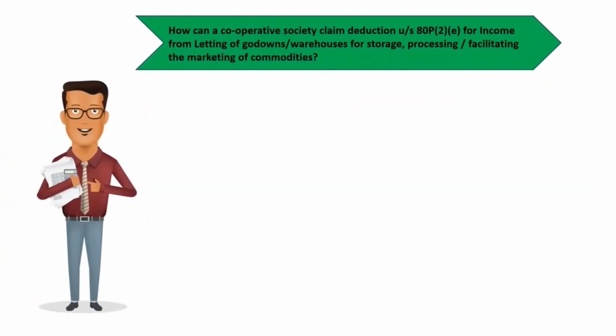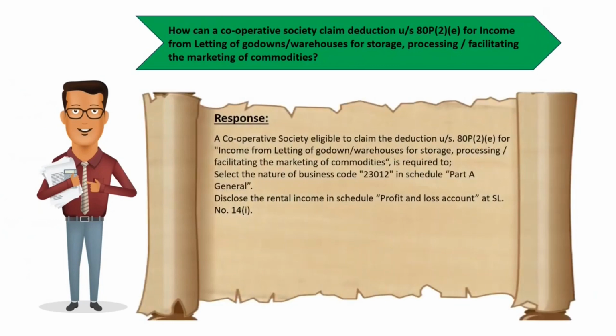Another question which is relevant for cooperative societies could be, how can a cooperative society claim deduction under Section 80P subsection 2 clause E for income from letting of godowns, warehouses for storage, processing, or facilitating the marketing of commodities? Please note that a cooperative society eligible to claim deduction under Section 80P subsection 2 clause E for income from letting of godown, warehouses for storage, processing and facilitating the marketing of commodities is required to select the nature of business code 23012 in Schedule Part A General.